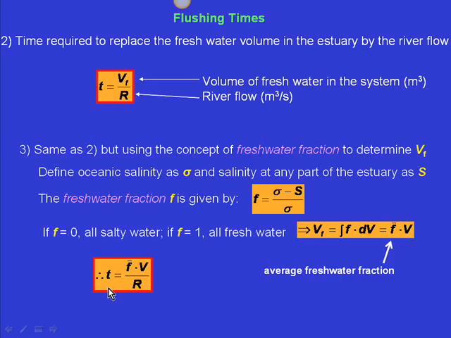And then with that average freshwater fraction, you can calculate the residence time of the system, multiplying the freshwater fraction times the volume of the system, dividing it by the river discharge. Okay, so keep in mind these definitions here, because we're going to keep coming back to them throughout, that we're using this freshwater fraction to define the residence time.